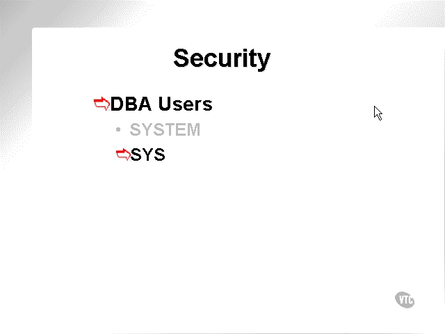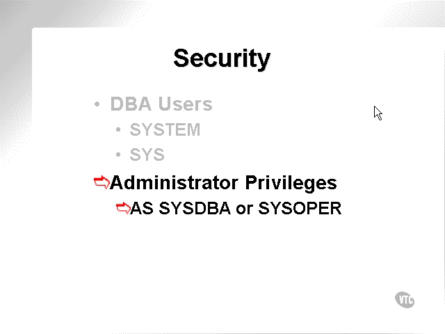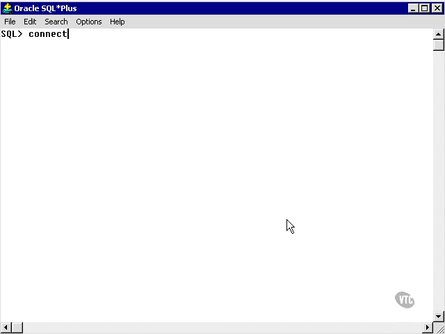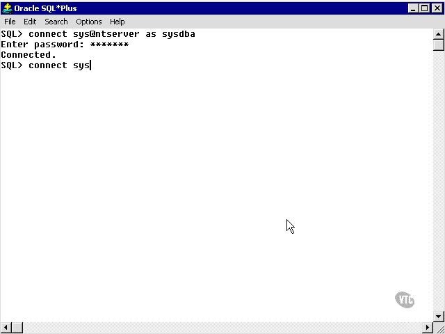The sys user is actually the main or primary database administration user. The sys user is used to start up and shut down the database. Starting up and shutting down the database requires administrative privileges. These are either the sysdba or the sysoper privilege. What we can do is connect sys at my database as sysdba, or connect sys at ntserver as sysoper.